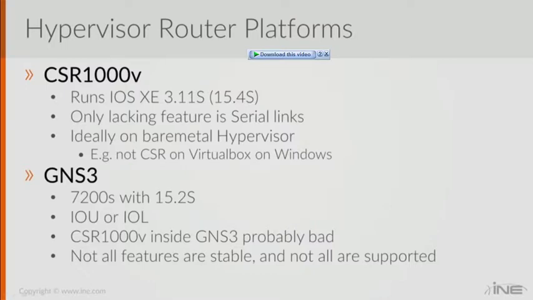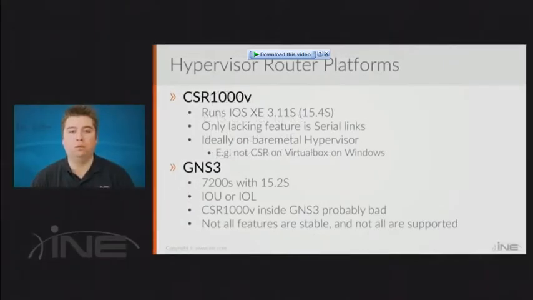Another option would be to run the regular IOS code for the 7200s. That's directly supported in GNS3 as it stands now. But if you choose this, I would highly recommend that you don't run CSR 1000V inside of GNS3 because it's not a very stable implementation. So if you want to build your own platform for running the virtual routers, you're going to be better off doing it as a dedicated build.